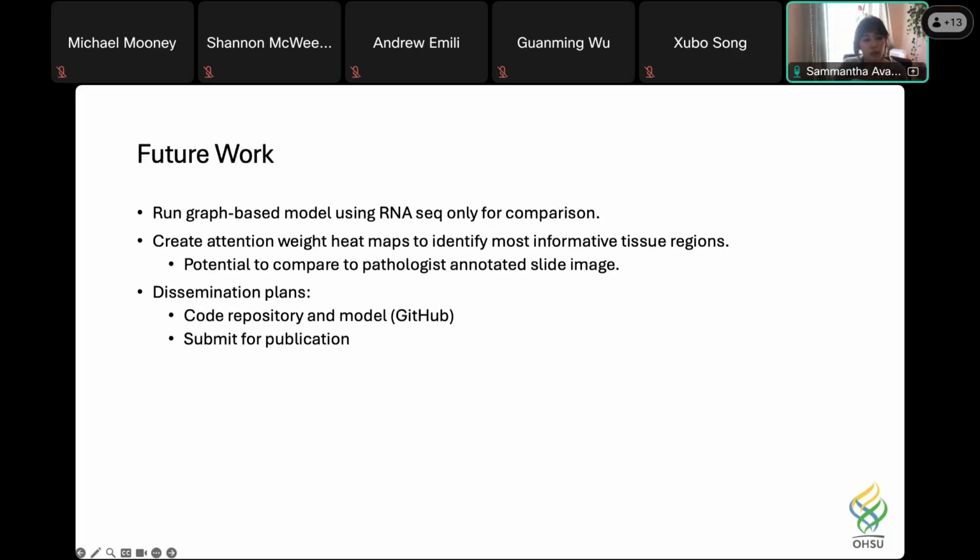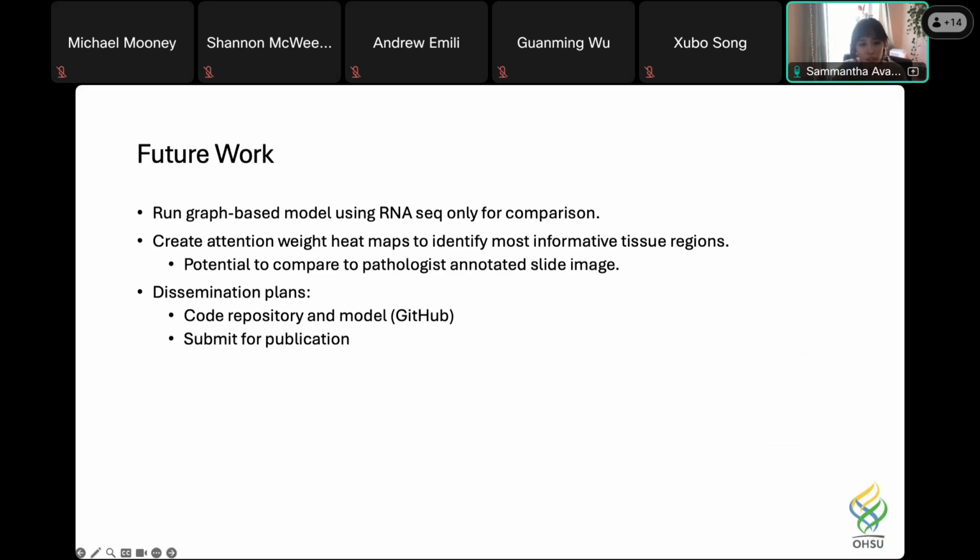And so for future work, we do want to run the graph-based model just using RNA sequencing alone to compare with the multimodal model, as well as see if we can just use the minimal gene set, either the 15 gene set or 3 gene set, for molecular subtyping.